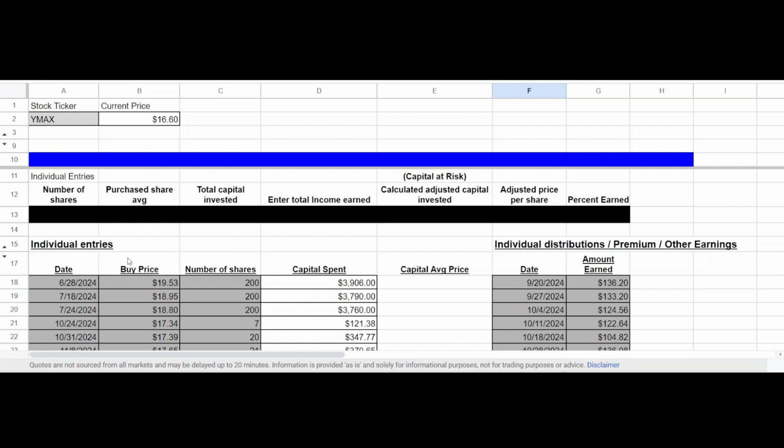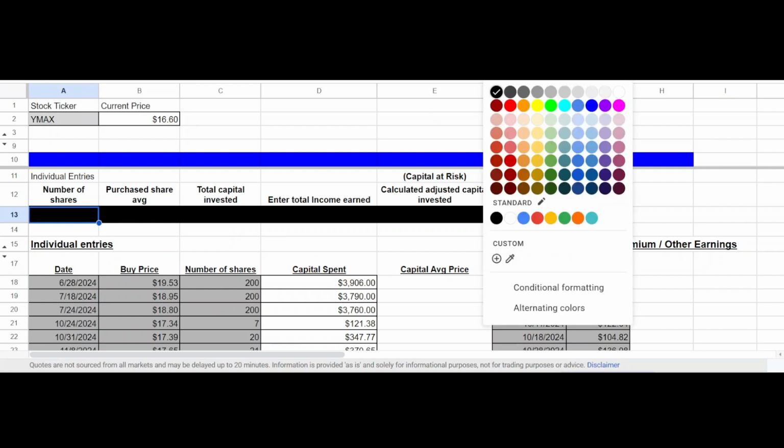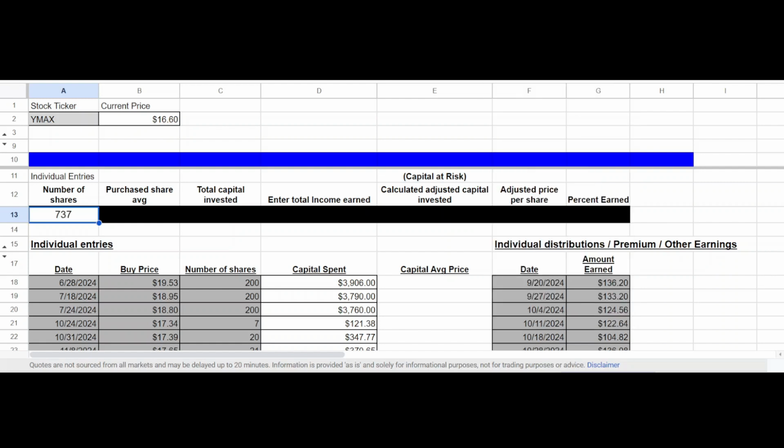So when I add it all together, I can go right up here in my handy dandy little table and start revealing what each one is. So I have number of shares. The total number of shares I own for YieldMax, or YMAX, I should say, are 737 shares. I've got a few shares of this one for sure.